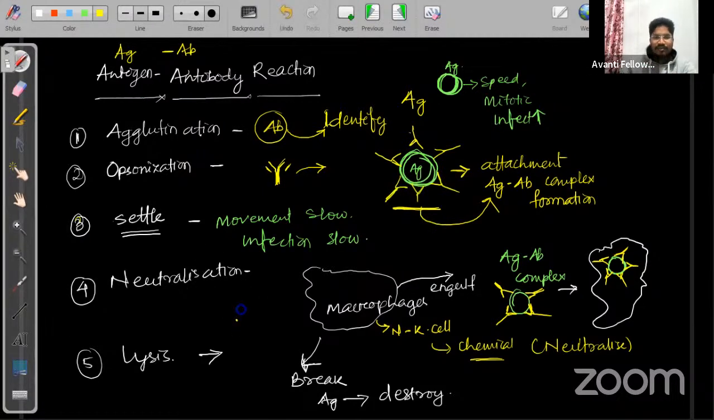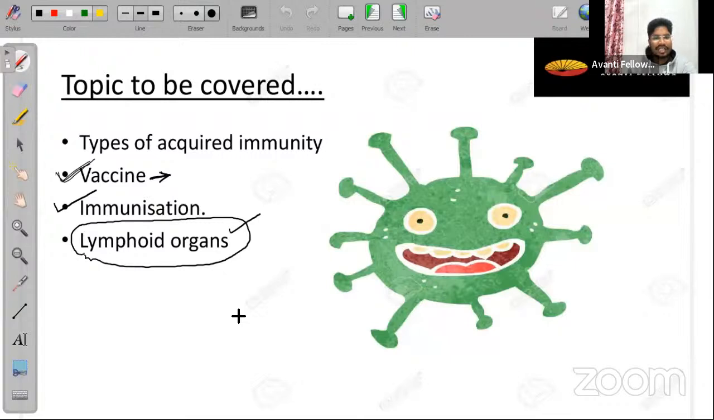Before starting the class, let us solve a few questions. The topic we needed to cover today, types of acquired immunity, is already done. Anyway, we'll look into the types of acquired immunity today. Then we'll talk about the vaccine, immunization, and the lymphoid organs, where the immunity is developing, where the immune action is happening. That is your lymphoid organs, primary lymphoid organs, secondary lymphoid organs. We'll be talking about thymus, spleen, MALT, bone marrow, and other things. What is immunization? What is vaccination? Vaccination is a current topic.